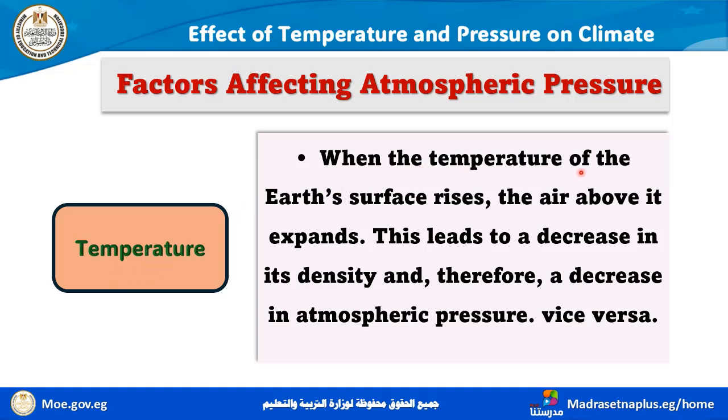Now let's go to the next factor, the second factor affecting the atmospheric pressure, which is the temperature. When the temperature of the Earth's surface rises, the air above it expands. This leads to a decrease in its density and therefore a decrease in atmospheric pressure. So it's vice versa. When the temperature of Earth's surface rises, the air expands and moves up, and so the atmospheric pressure decreases. So it's also an inverse relationship. As the temperature increases, the atmospheric pressure decreases.